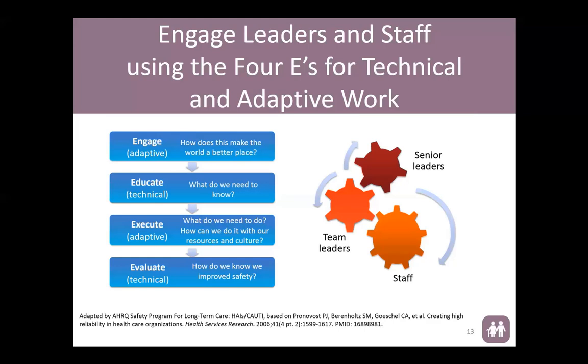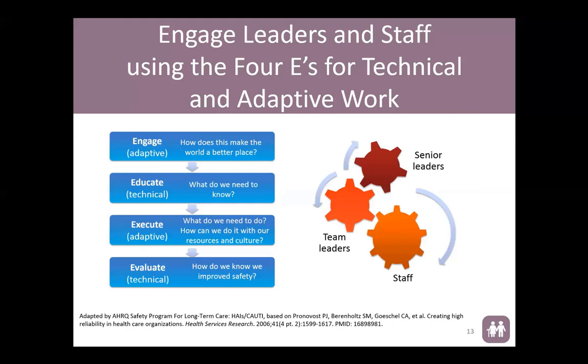Adaptive work can be discouraging and difficult to target, and you may be tempted to just focus on the technical work and ignore that adaptive work. But many change efforts fail because the adaptive work piece is neglected. An evidence-based protocol, like technical work, will only impact outcomes if staff understand, value, and prioritize use of the protocol, which is the adaptive piece. This model features those 4 key elements through engage, educate, execute, and evaluate.